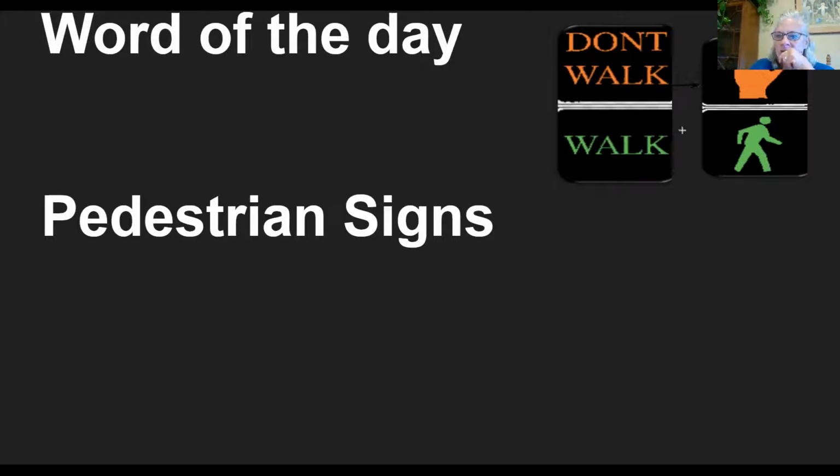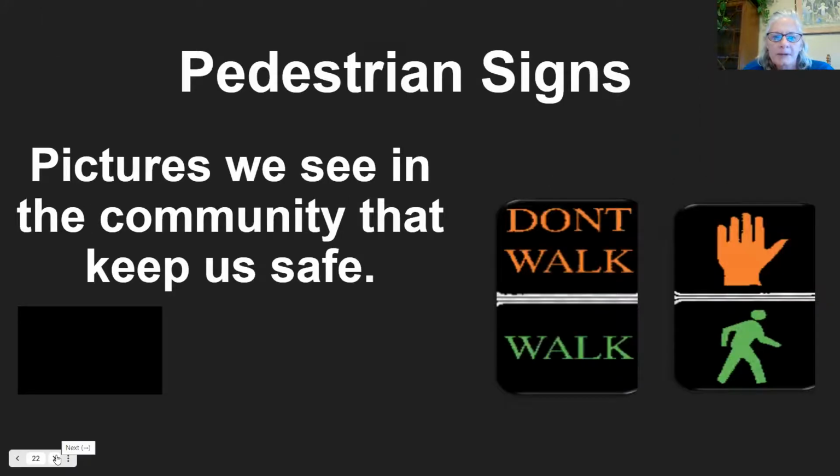They're both orange, both green. So that meaning is the orange sign would be the stop sign, right? Don't walk, don't walk. And then the other one, the green sign, is walk and go. Pedestrian signs, the definition, pictures we see in the community that keep us safe.